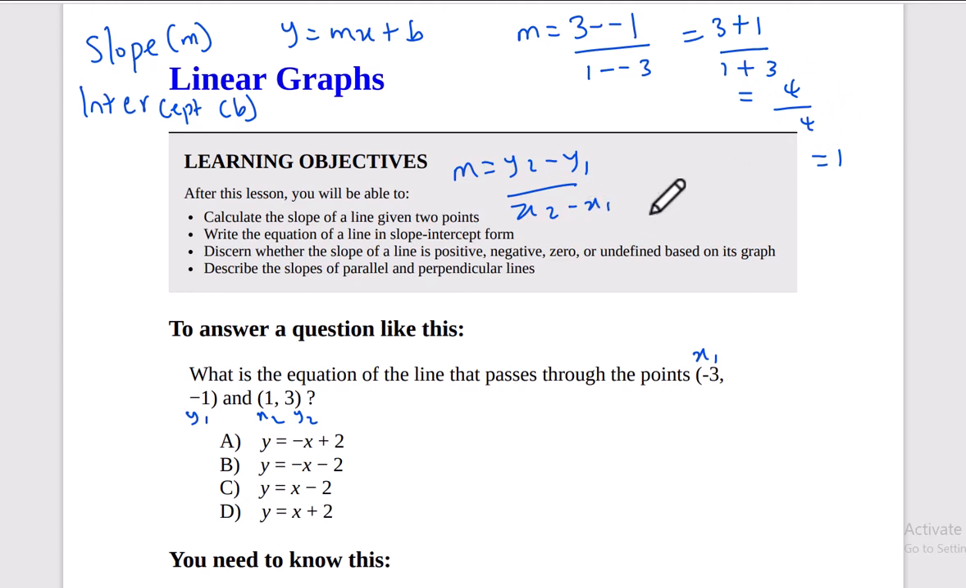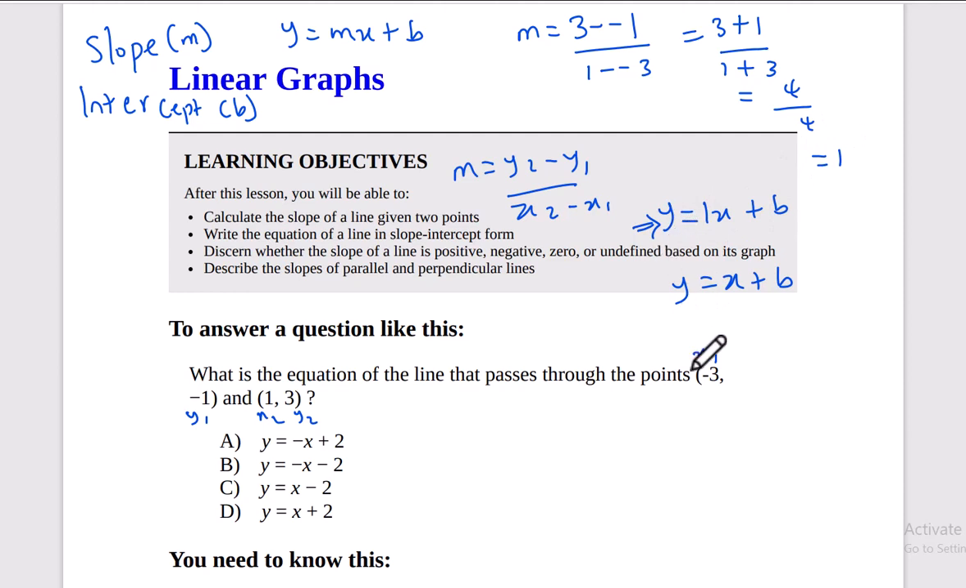So our line will look like this: y equal to 1x plus b. But mind you, in maths, they don't like 1x, it's just x. So y equal to x plus b. We're not writing the 1 again. So we've gotten the slope. Next thing is the intercept.